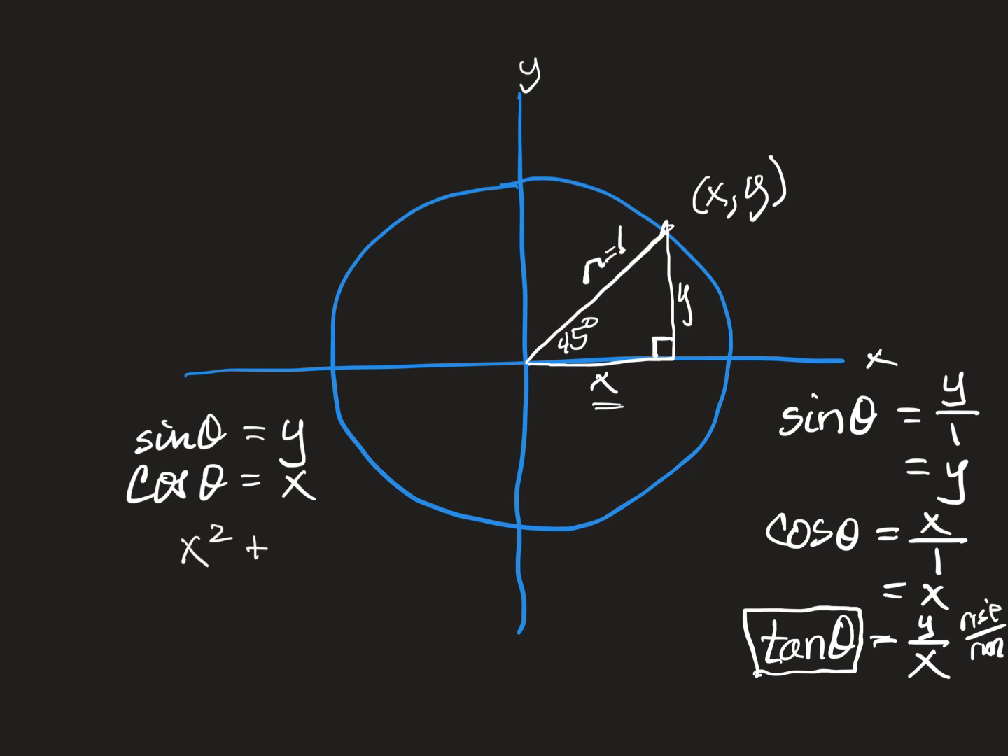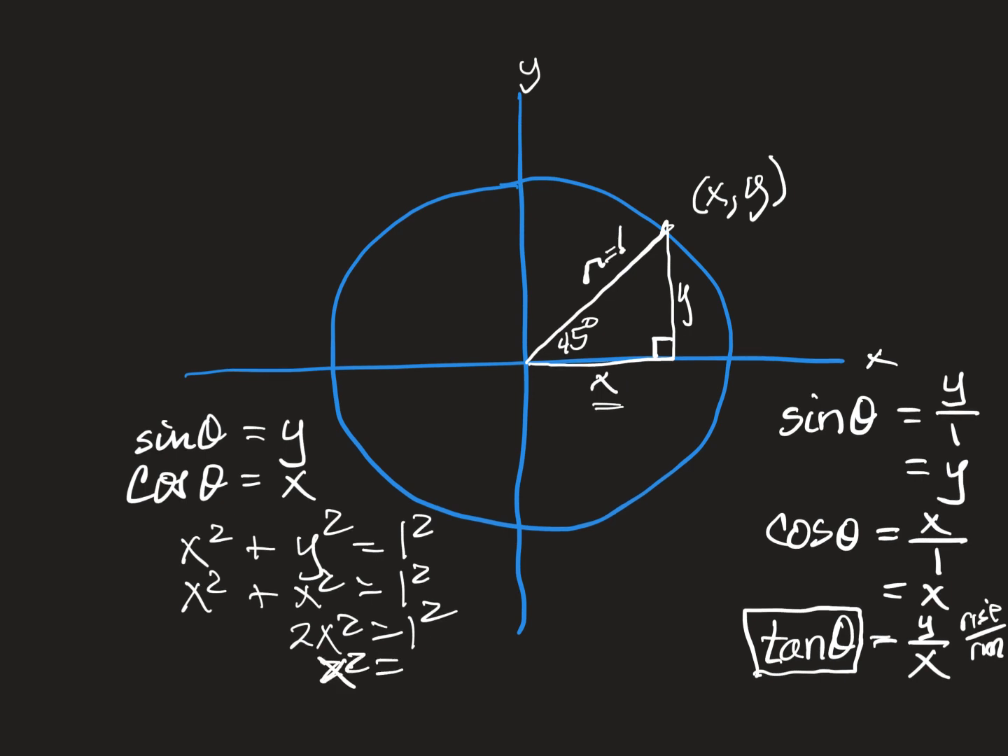I'll go x squared plus y squared equals 1 squared. But x and y are equal, so it's x squared plus x squared equals 1 squared. Because it's a 45, 45, 90, so 2x squared equals 1 squared. So x squared equals 1 divided by 2. And when you take the square root, you get x equals square root of 2 over 2.